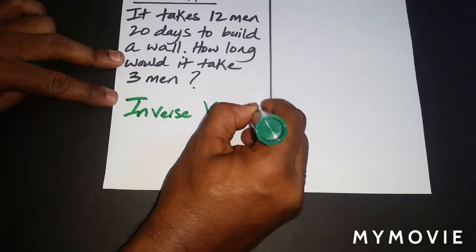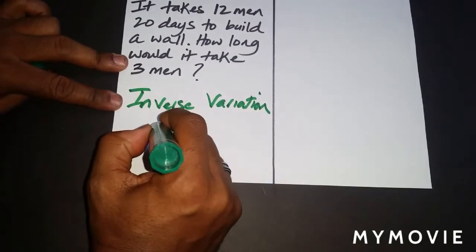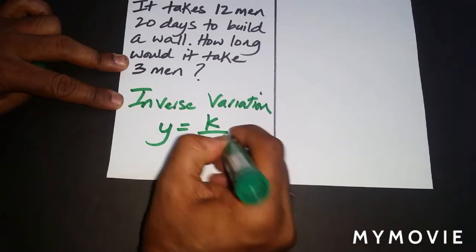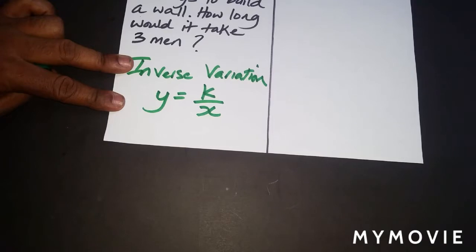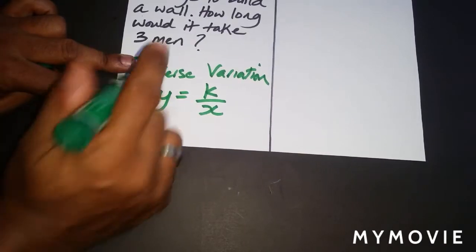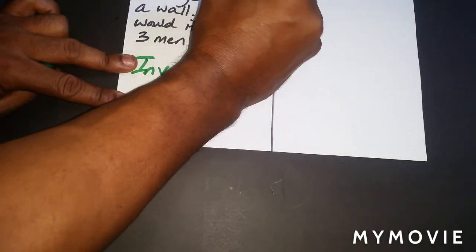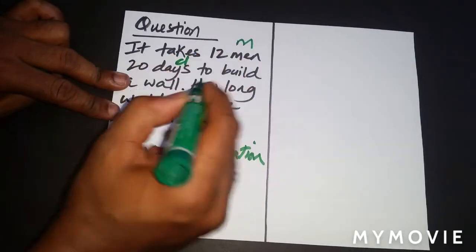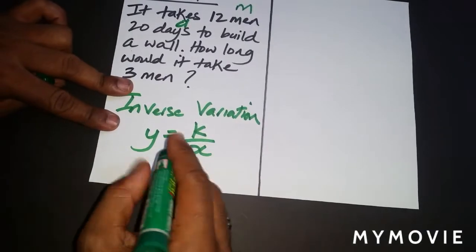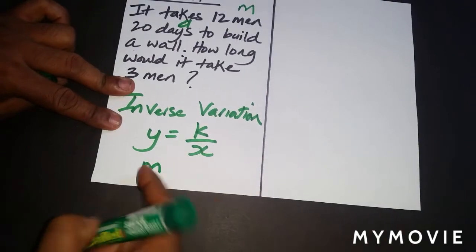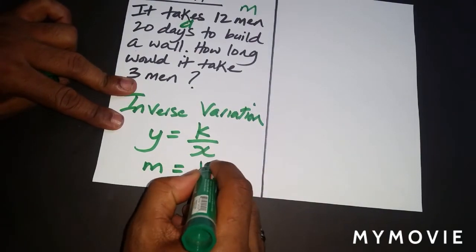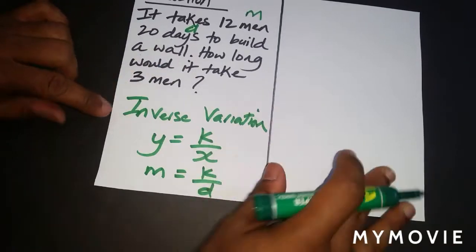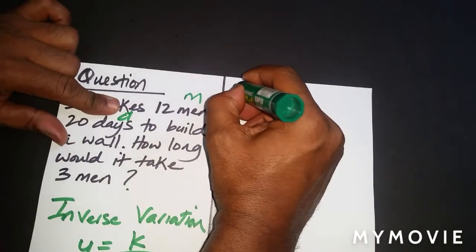And the formula for inverse variation is y is equal to k over x. Now, obviously, we're not dealing with y and x, so we're going to use m for men and d for days. And again, it doesn't matter whether you put the m or the d first, you're going to end up with the same final answer. All right, so let's look at method 1 now.